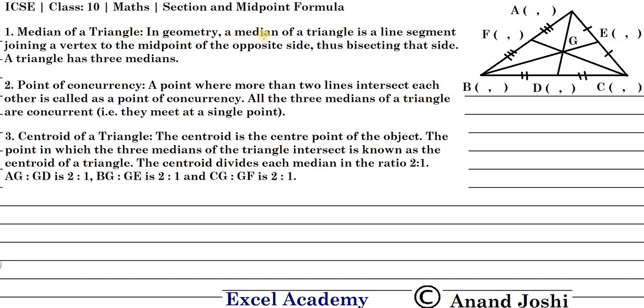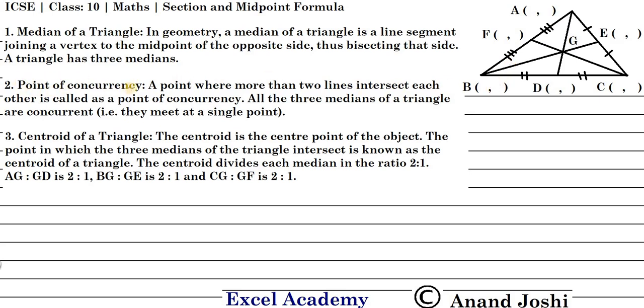In geometry, a median of a triangle is a line segment joining a vertex to the midpoint of the opposite side, thus bisecting that side. So if A is the vertex and D is the midpoint of the opposite side, which is BC, then the line joining the vertex A and the midpoint D is the median. So AD is the median of a triangle. Similarly, BE will be the median and CF is also the median of the triangle. So there are three vertices and three sides for a triangle, so the triangle will have three medians, right?